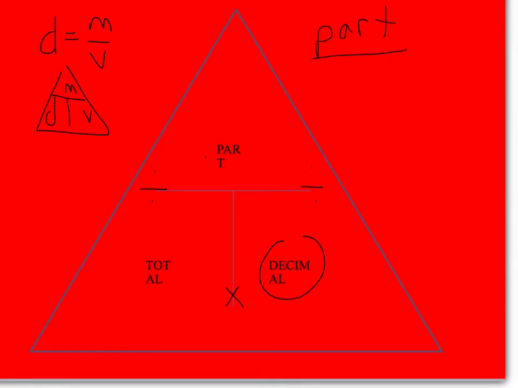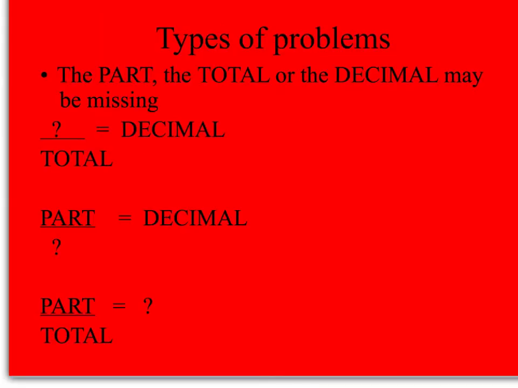Part is like your test mark that you got, and the total is what it's out of. And we know how to manipulate that to get the decimal. Part divided by total gives us the decimal that gives us the percent. This triangle might be helpful for some of you to remember that relationship. Other people might want to rearrange the equation in order to make it work for them.